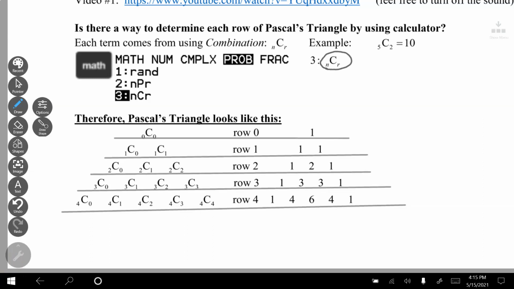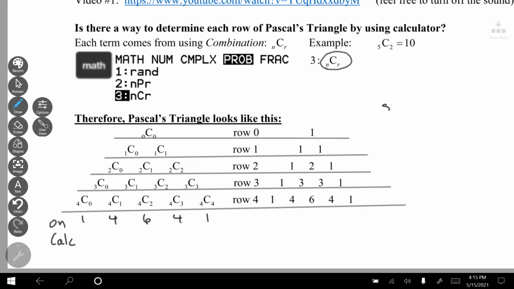So when I do row 0, I know it starts with 1, but it's really 0C0. And when I do row 4, I have to do 4C0 all the way to 4C4. And if I put these in the calculator, you're going to see on the calculator that I do get the numbers 1, 4, 6, 4, 1 when I do these individually.